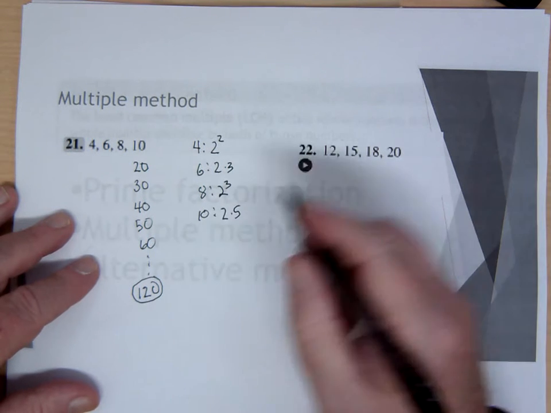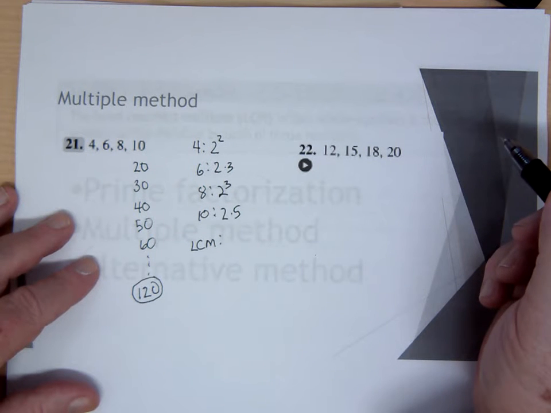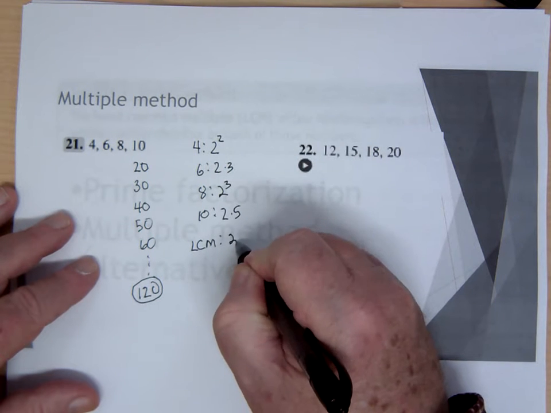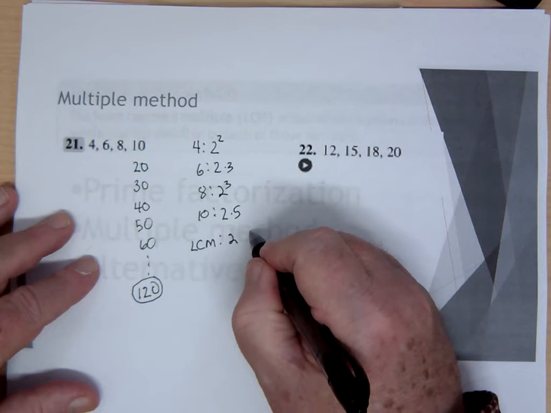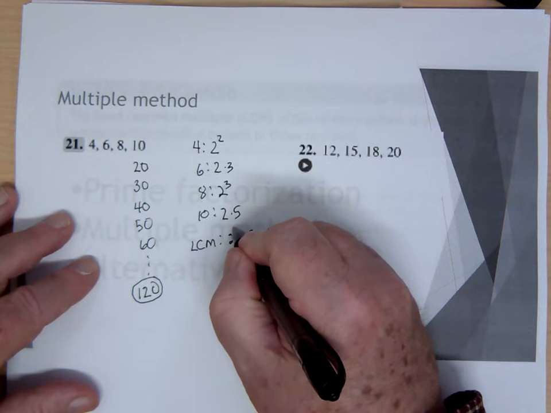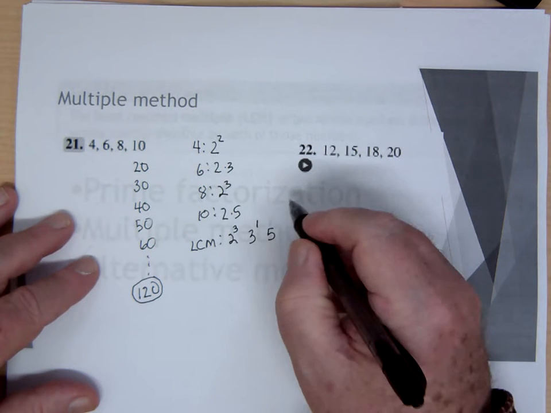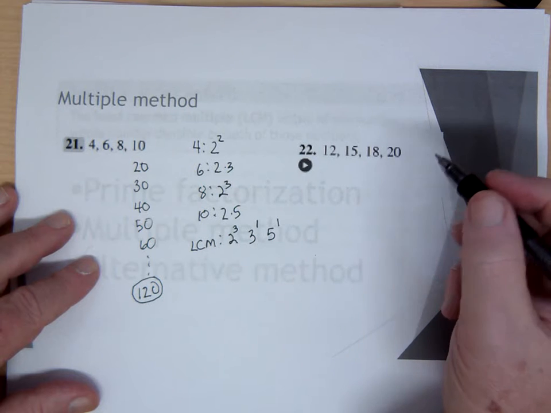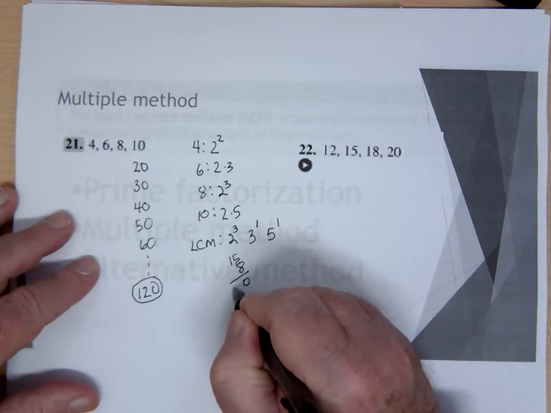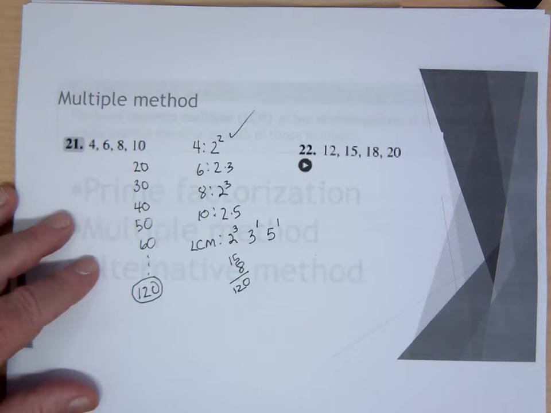So each factor must be represented in the least common multiple, and it must be represented with the highest exponent. So when I look across these, I see a factor of 2, I see factors of 3, and I see factors of 5. The highest exponent I see on 2 is 3. The highest exponent I see on 3 and 5 is 1. So you see this is 8 times 15, and we get 120 that way as well. And I think this is probably the most powerful way.